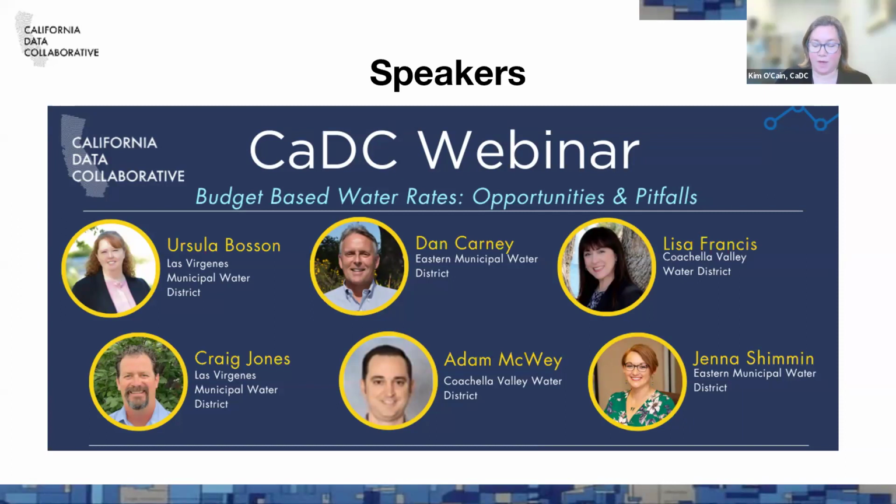We also have Dan Carney. He's also with Eastern Municipal Water District. Dan has designed and implemented public water conservation programs in California for the past 26 years, emphasizing a customer-friendly approach with the goal of encouraging lifelong conservation practices. Dan is a graduate of the School of Environmental Design at Cal Poly Pomona and a professional landscape architect. We also have Craig Jones. He's the Resource Conservation Manager for Las Virgenes Municipal Water District, overseeing conservation programs and water resource management.